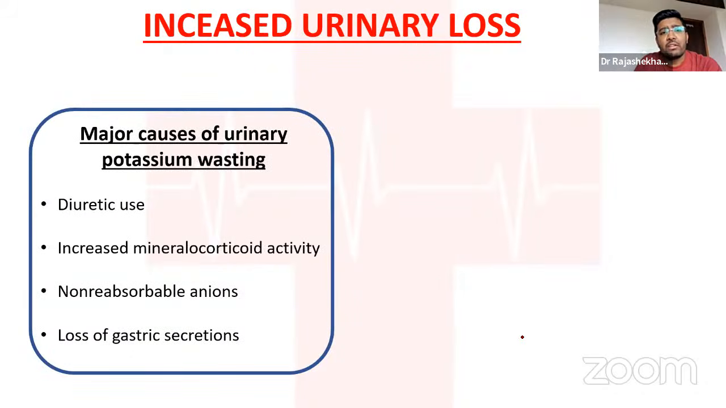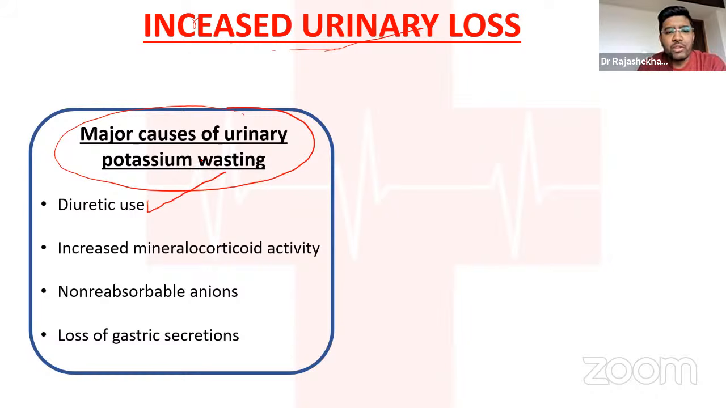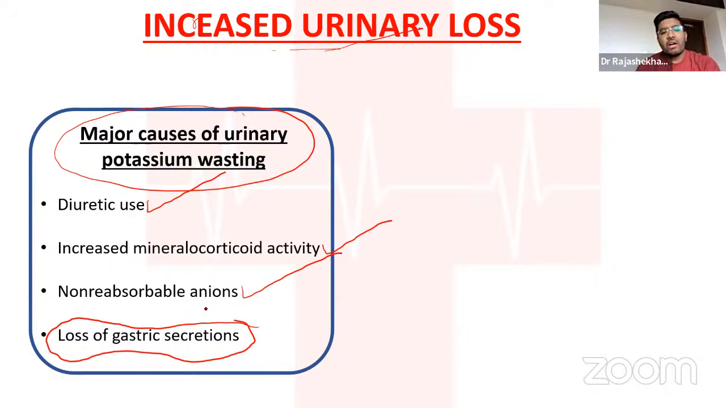So apart from the GI tract, the very clinically important causes of this hypokalemia are the increased urinary loss of potassium. If you see the causes of this increased urinary loss of potassium, there are 4 major causes that should directly come into your mind. First and foremost is diuretic use, then increased mineralocorticoid activity, non-reabsorbable anions, and the loss of gastric secretions. As I told you in the previous slide, the loss of gastric secretions is going to cause bicarbonaturia in your patient, which is going to cause hypokalemia by increasing the secretion.